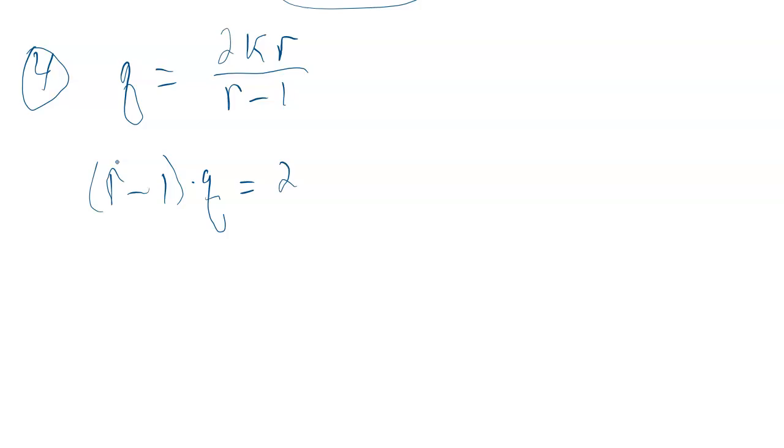Q is equal to 2kr over r minus 1. We're solving for k here, I hope. Yep, solving for k. Man, yeah, in this one, I'm definitely going to get rid of fractions. Don't like the fractions. So I'm going to multiply both sides by r minus 1. So I get r minus 1 times q is equal to 2kr.